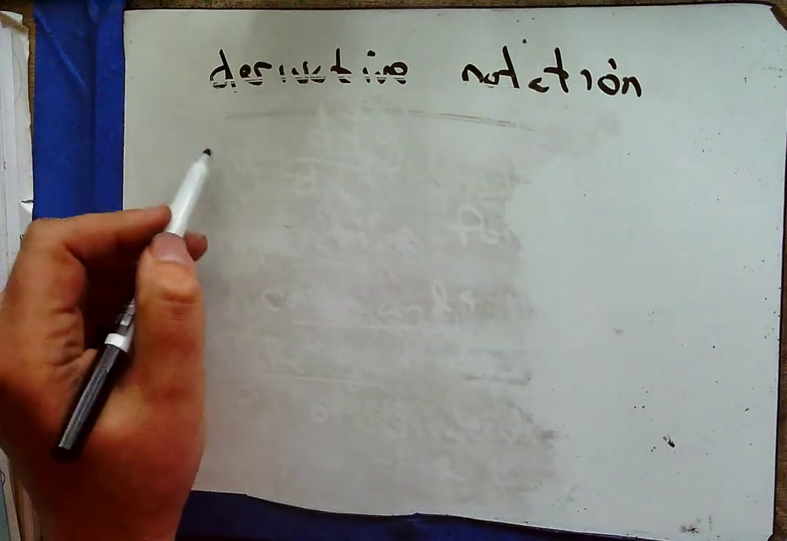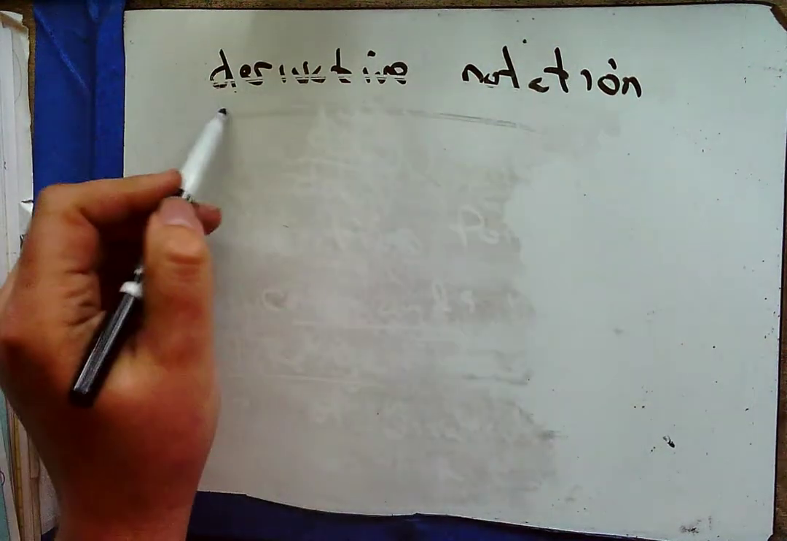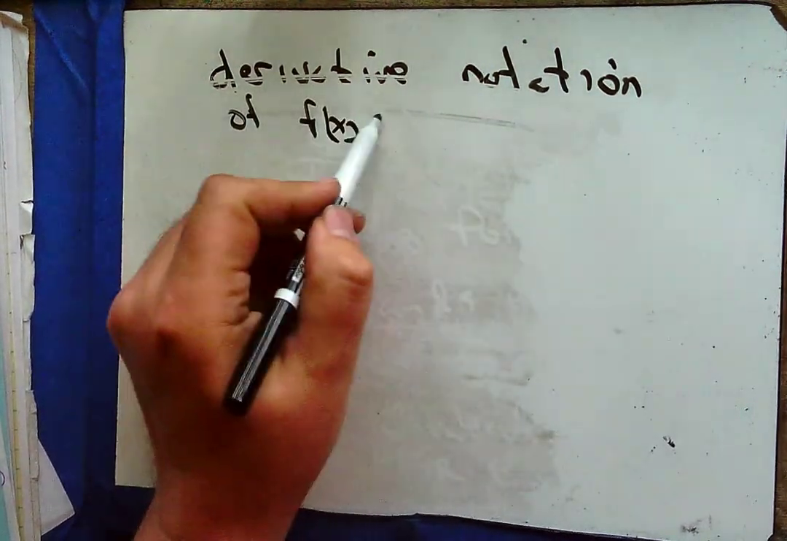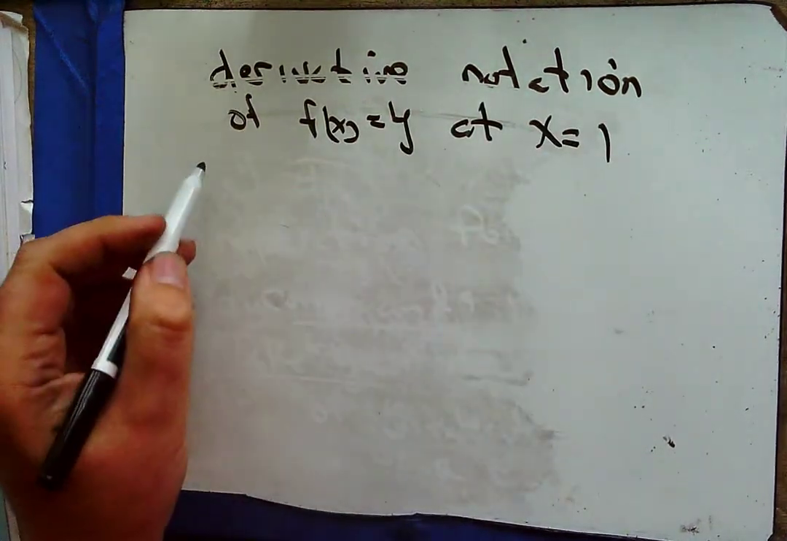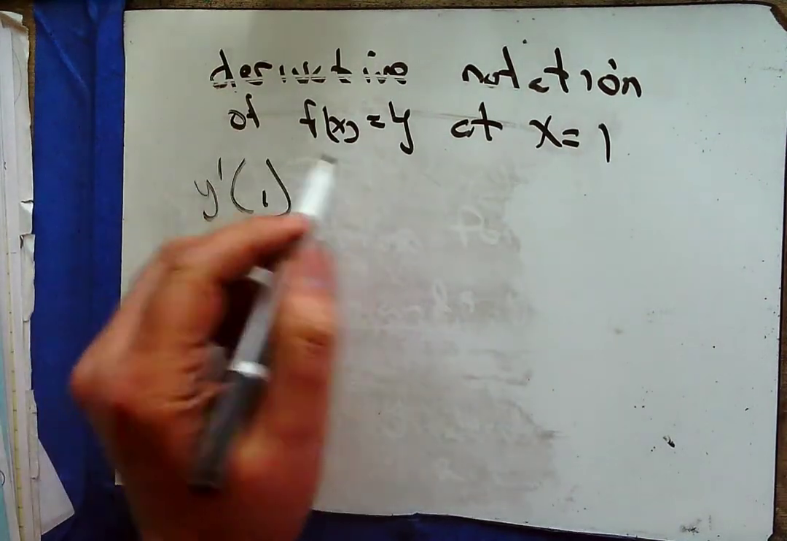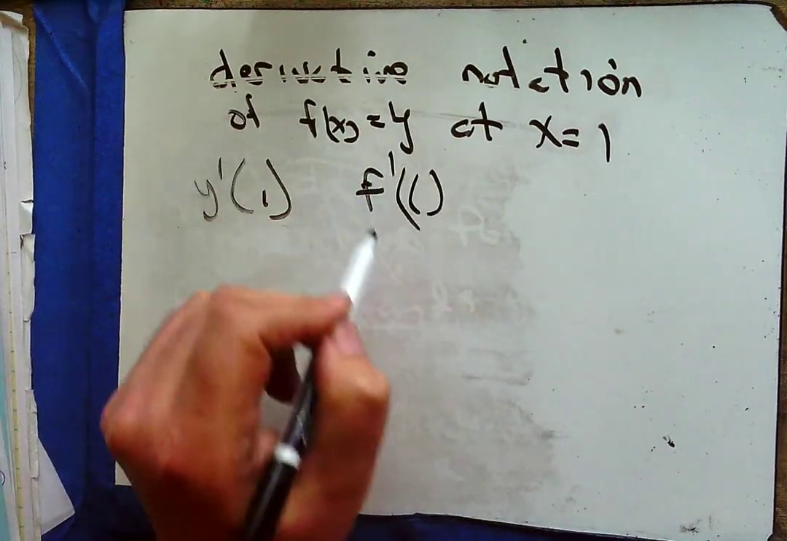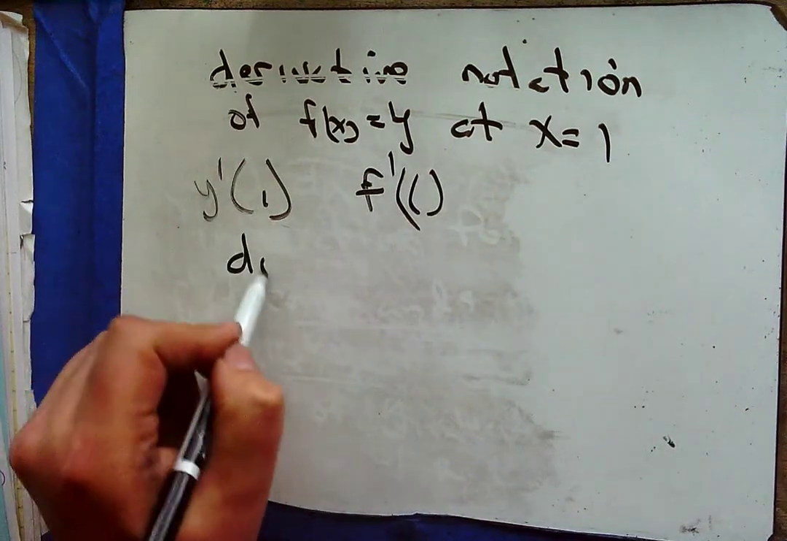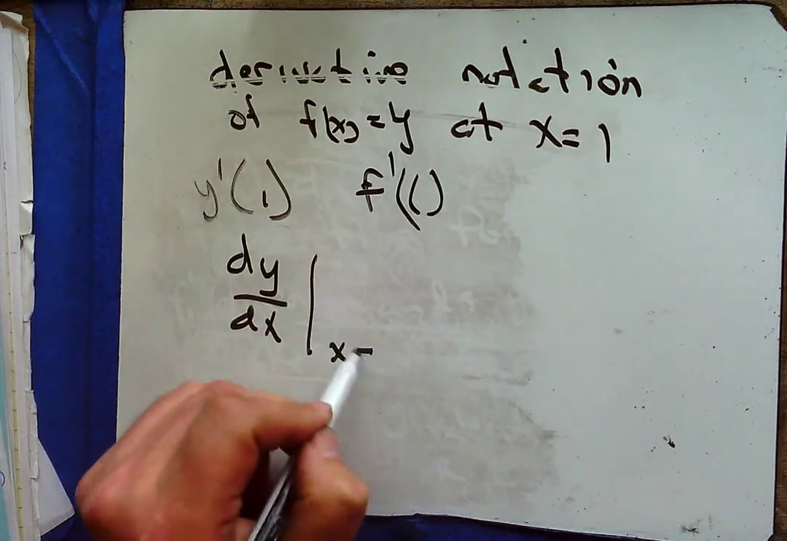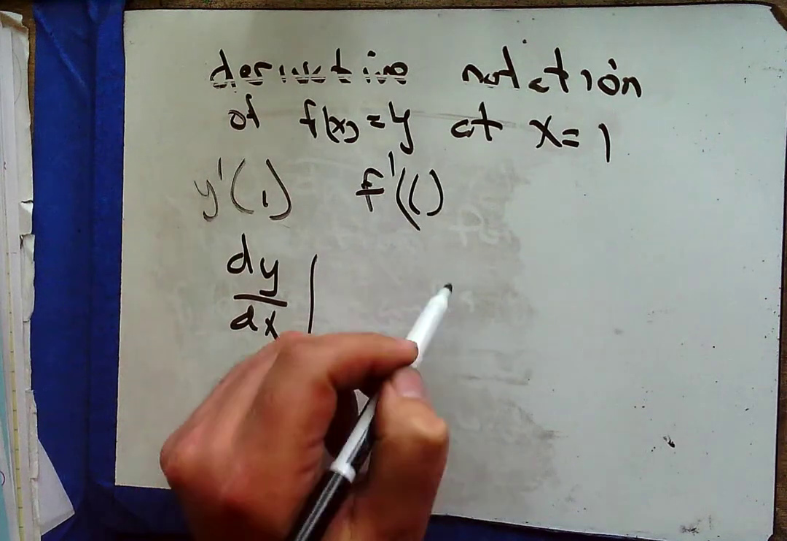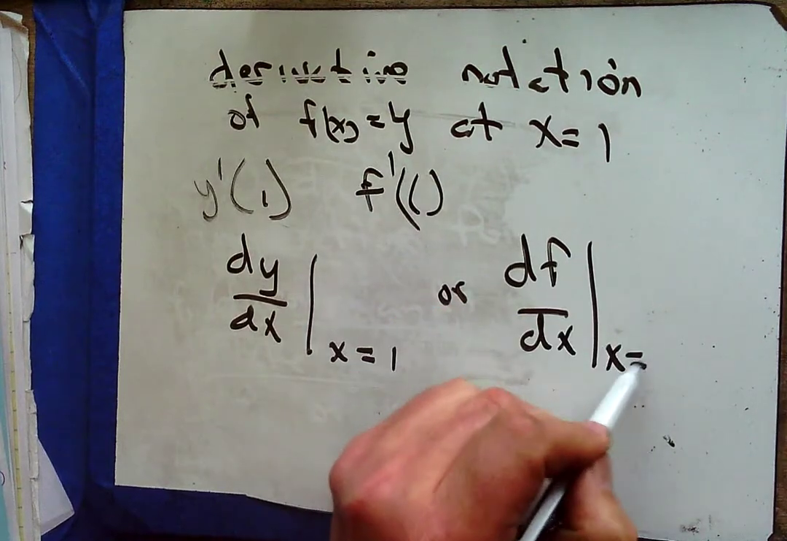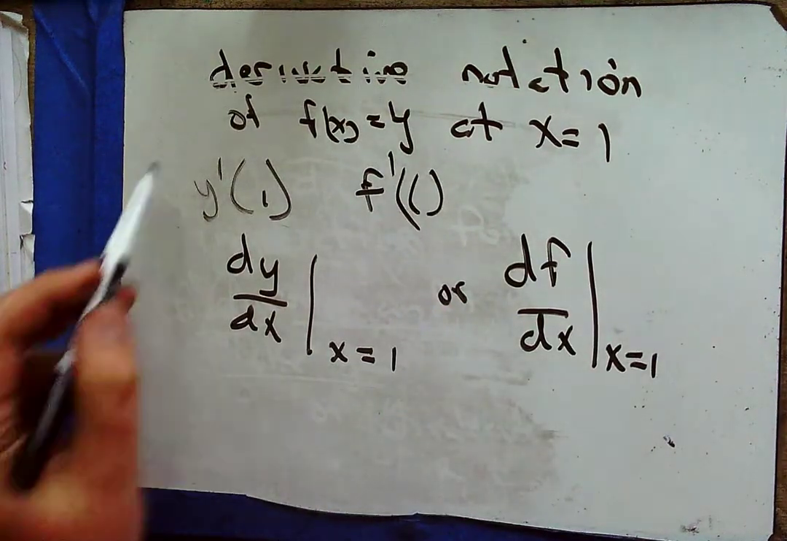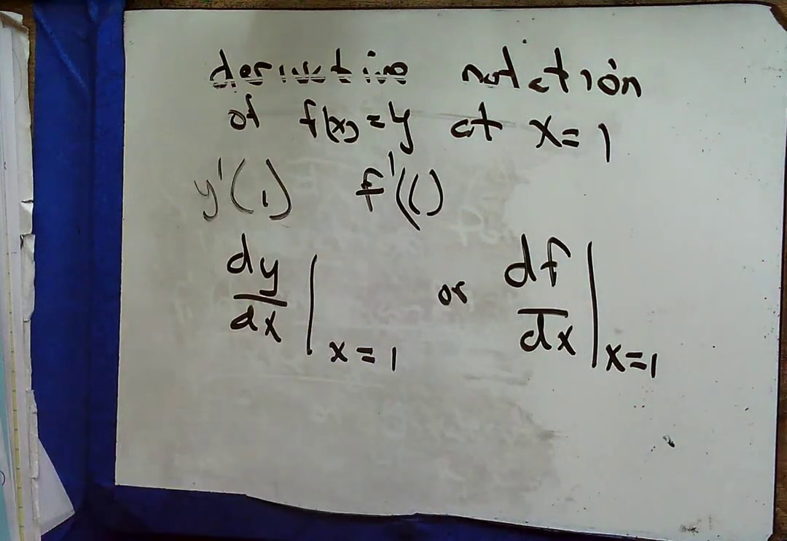So, let's say I want to know the derivative of f of x equals y at x equals 1. So there's some notation for this too. We could say y prime of 1. We could say f prime of 1. We could also say dy dx evaluated at x equals 1. Or df dx evaluated at x equals 1. Okay? So all of these mean the same thing. Evaluate the derivative at x equal to 1.